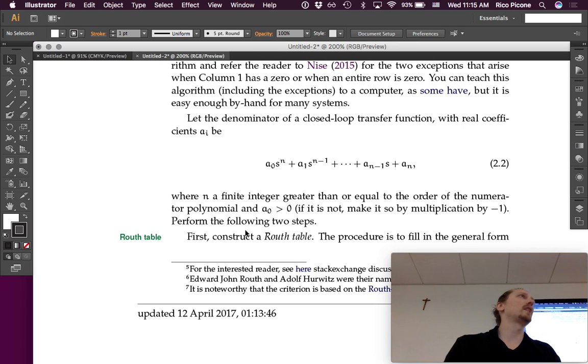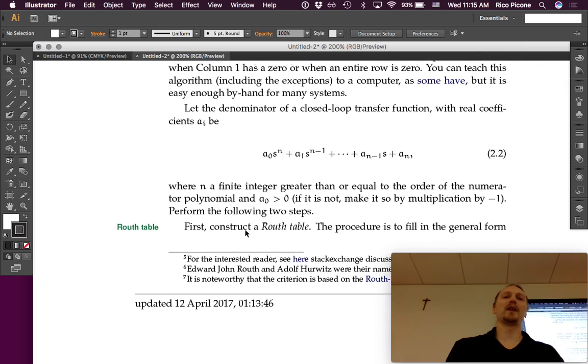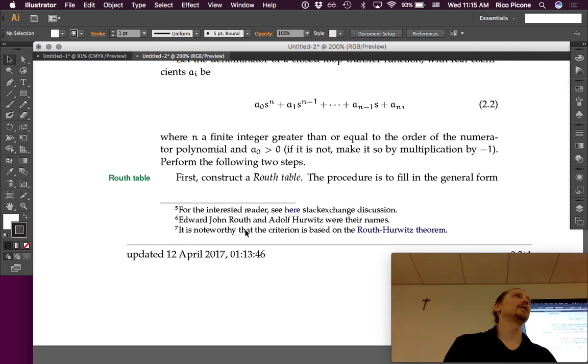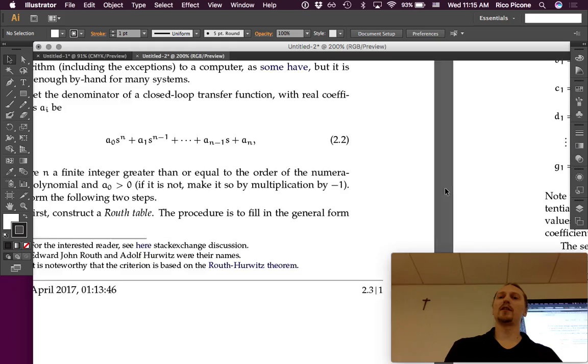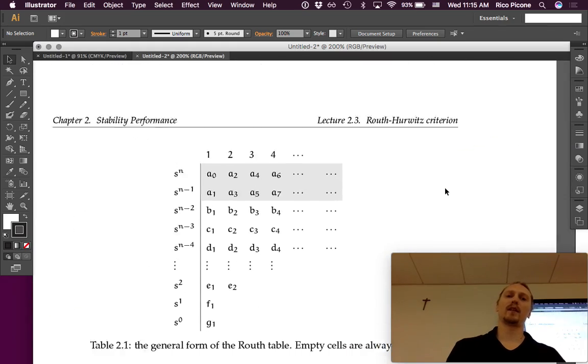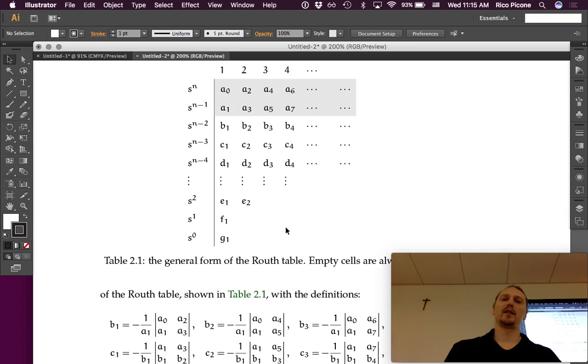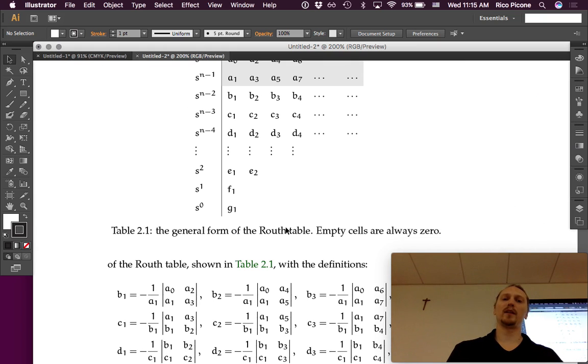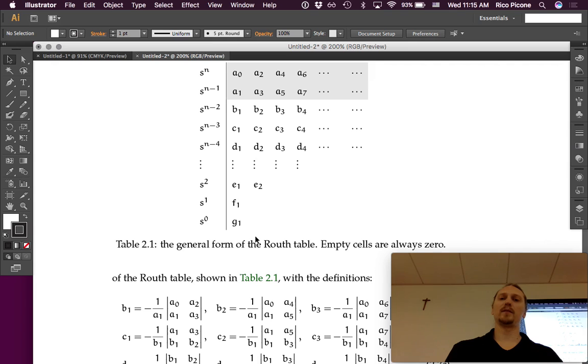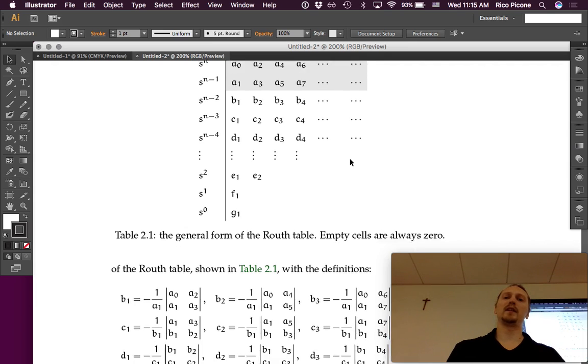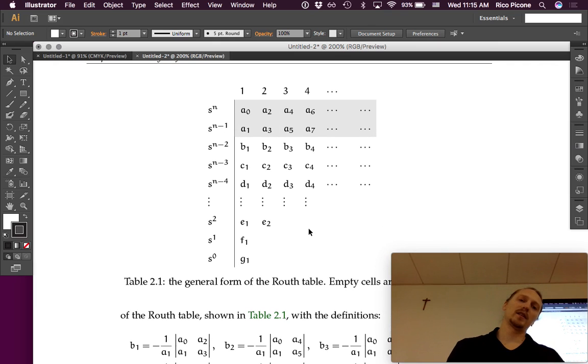So perform the following two steps. There's really only two steps to this. The first of the two steps is a little bit involved. That's the construction of the Routh table. Okay. The procedure is to fill in the general form of the Routh table shown in table 2.1. So here is table 2.1, general form of the Routh table. If I left the cells empty, then they are 0.